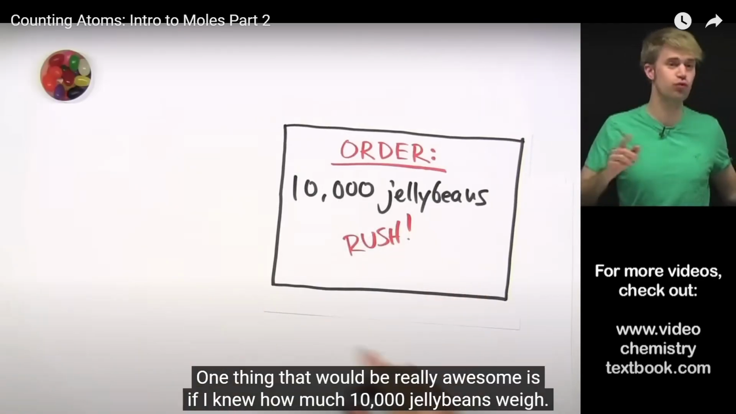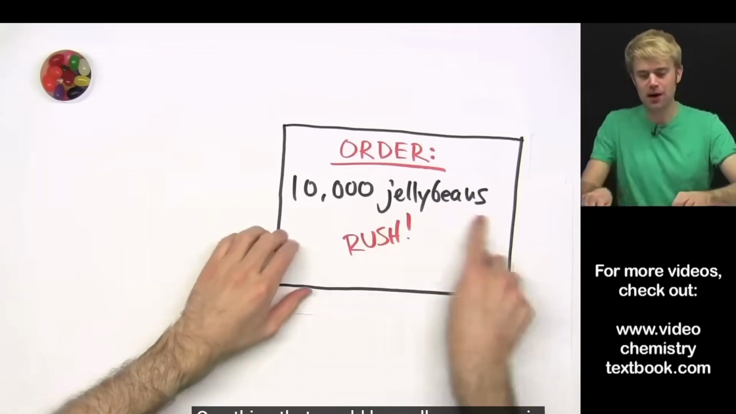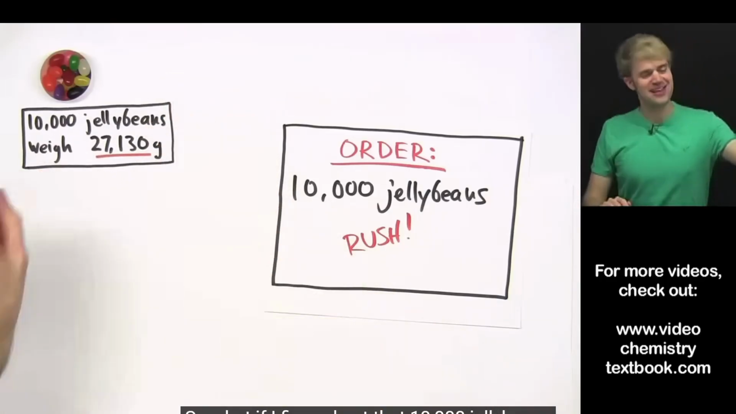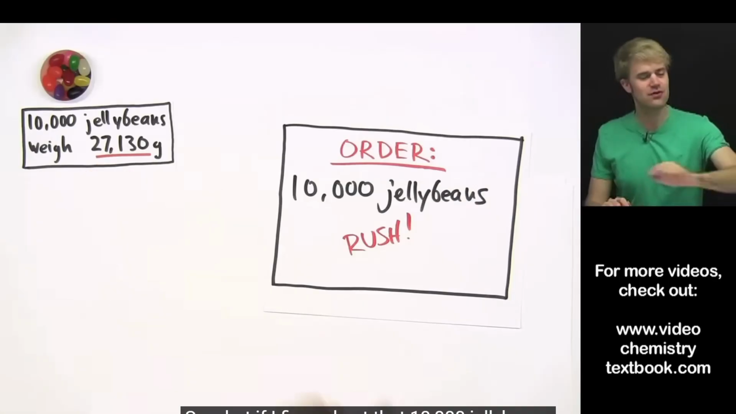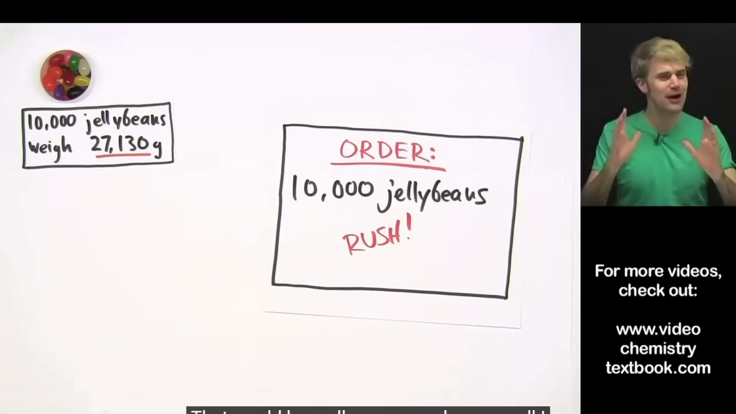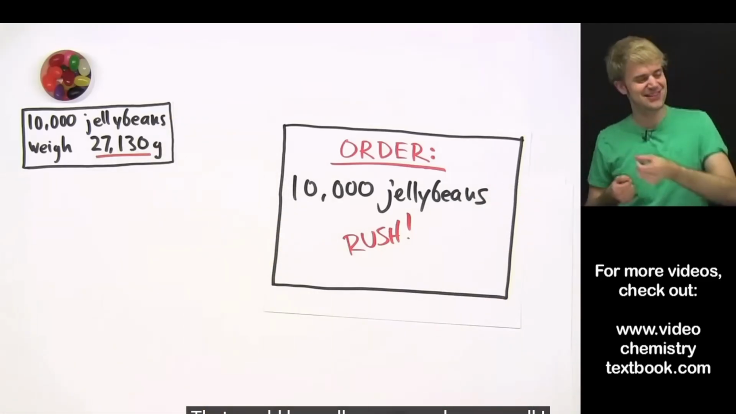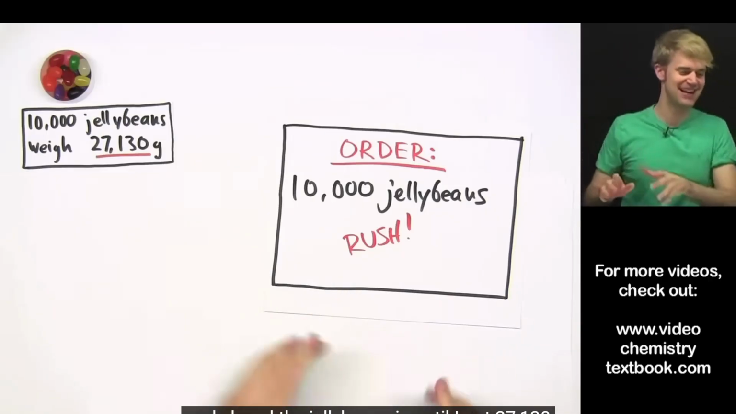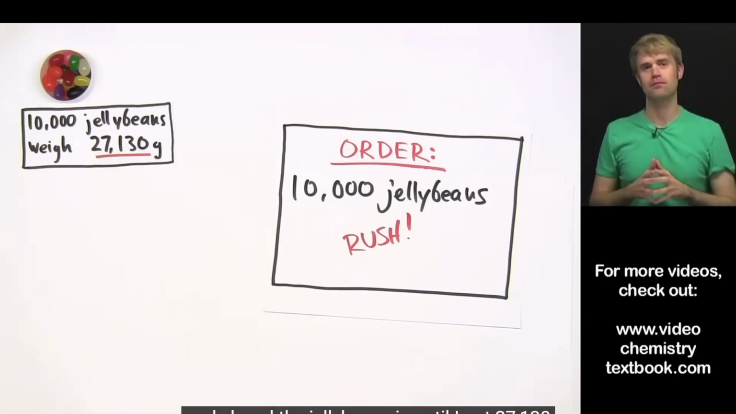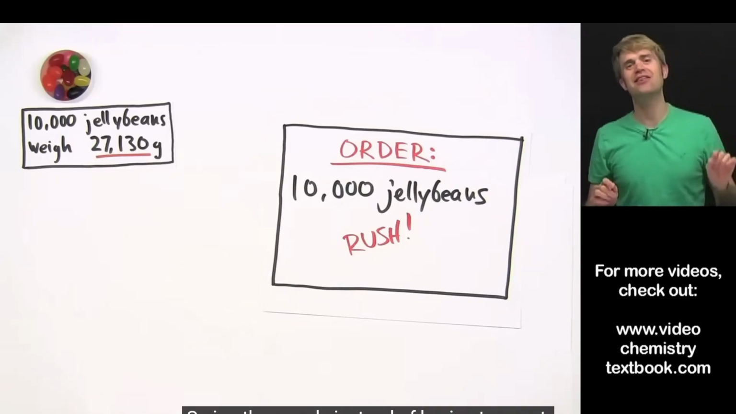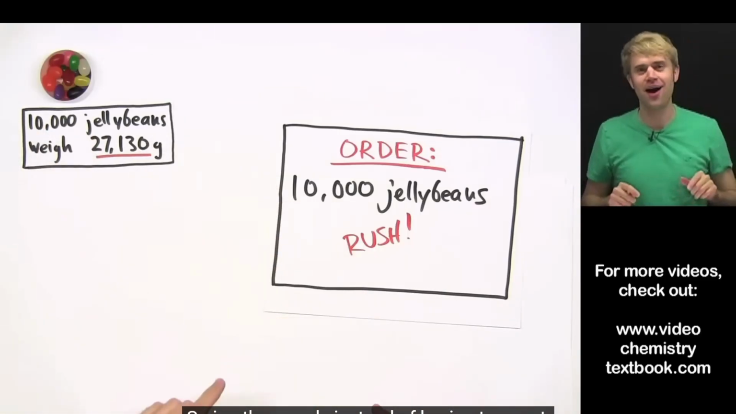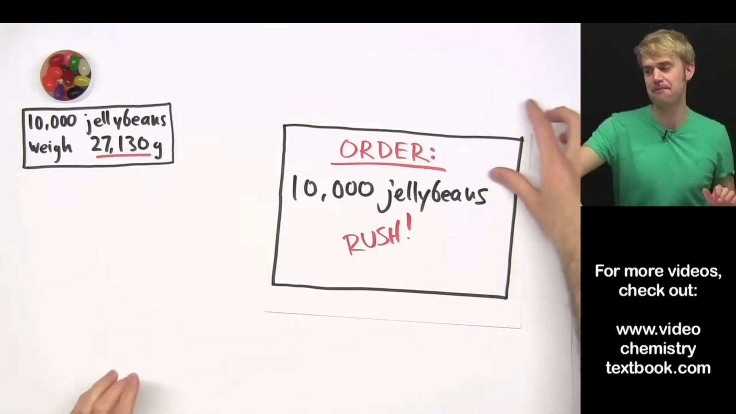Well, one thing that would be really awesome is if I knew how much 10,000 jelly beans weighs, right? So what if I figured out that 10,000 jelly beans weigh 27,130 grams? That would be really awesome because then all I would have to do is put a big bag on a scale and just shovel the jelly beans in until I got 27,130 grams of them. So in other words, instead of having to count, if I know how much 10,000 jelly beans weigh, all I gotta do is weigh out that amount.